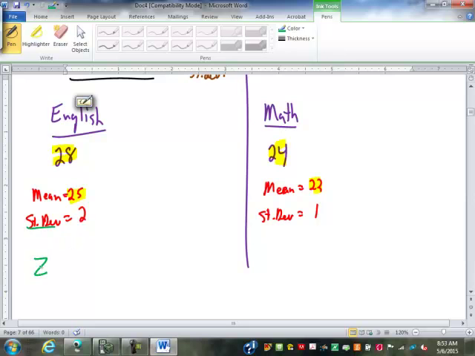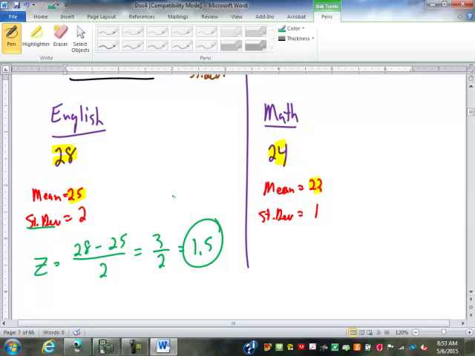So let's calculate the z-score. So this z-score is going to be 28 minus 25 over 2. 28 minus 25 is 3 over 2. 1.5. So 3 divided by 2 is 1.5. What is that telling us? What a z-score tells us is how many standard deviations away from the mean we are. This is a positive 1.5, so it's telling us that that score is 1.5 standard deviations above the mean because it's positive. If it were negative, it would be below the mean.